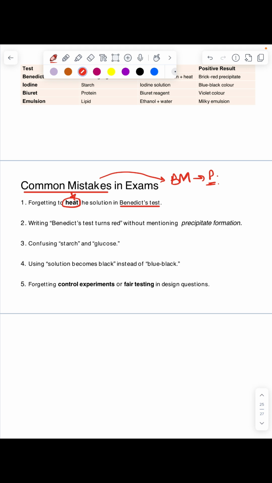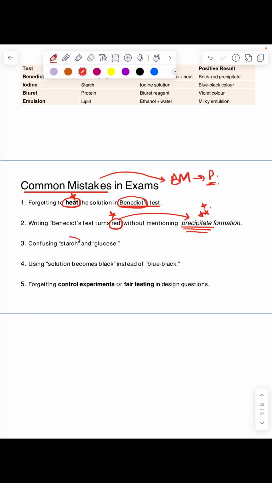The second thing that is important is this, that in Benedict's test, mostly students write that the solution turns red and that indicates that it is a positive test, that reducing sugars are present. However, the correct way of writing it is that red precipitates are formed. It is very important that you mention that precipitate is formed when Benedict's test is positive. So this is something that you need not to forget.